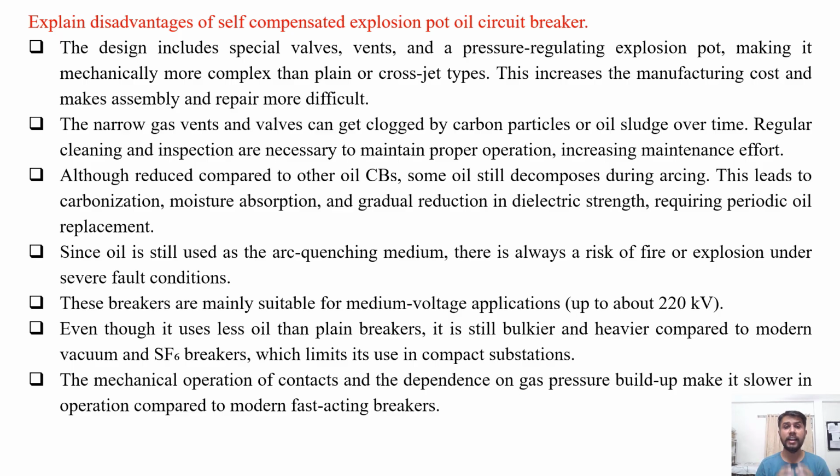The narrow gas vents and valves can get clogged by carbon particles or oil sludge over time. So regular cleaning and inspections are necessary to maintain proper operation, increasing maintenance effort. Although reduced compared to other oil circuit breakers, some oil still decomposes during the arcing. This leads to carbonization, moisture absorption and gradual reduction in dielectric strength, requiring periodic oil replacement. Now since the oil is still used as the arc quenching medium, there is always a risk of fire or explosion under severe fault conditions.